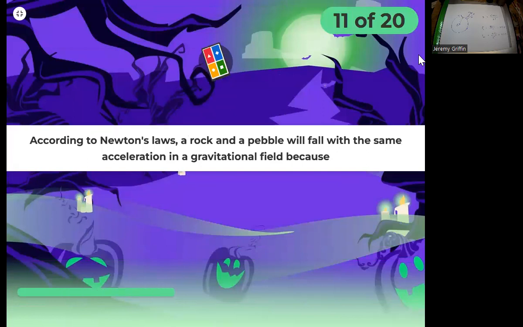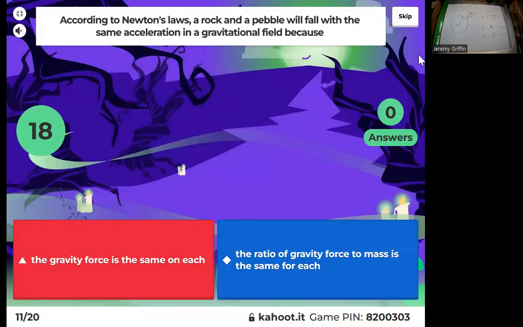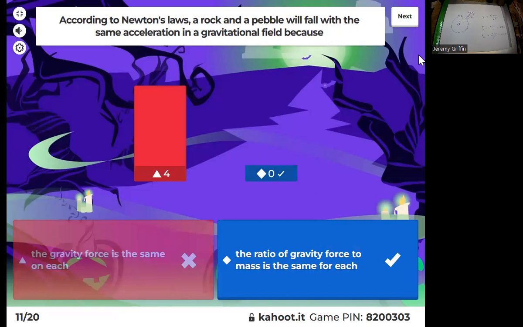According to Newton's laws, a rock and a pebble will fall with the same acceleration in a gravity field, true. Why? There you go. Ratio of force to mass is the same, right? Now, what the red one says, that they weigh the same, well, that's not true, right? Every object will have its own individual mass, its own individual inertia, and its own individual weight. But if you take the ratio of weight to mass, isn't that what Newton's second law of motion is?